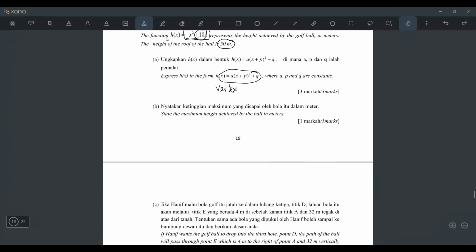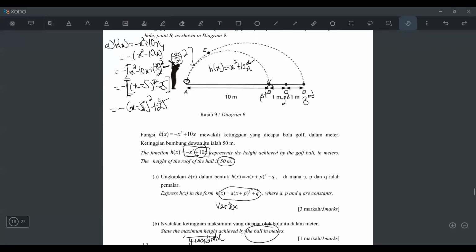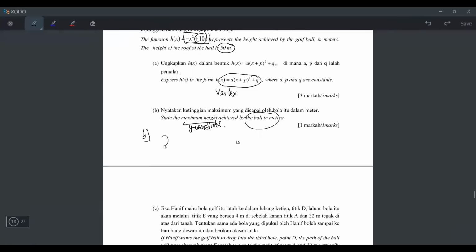What about the answer for B? State the maximum height achieved by the ball. If they want the maximum height, it means they want the y coordinate of the turning point. They want the y coordinate of the turning point, not the x coordinate, the y coordinate. So what's the y coordinate? 25. So 25 meter. Okay.